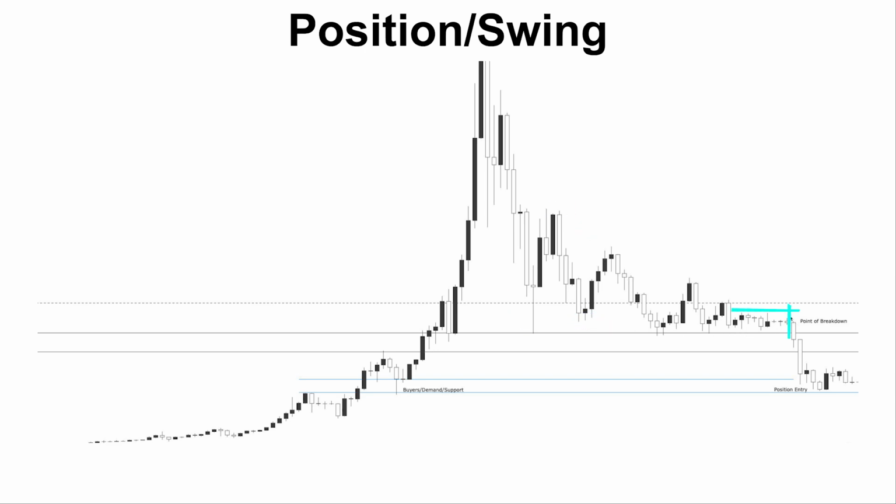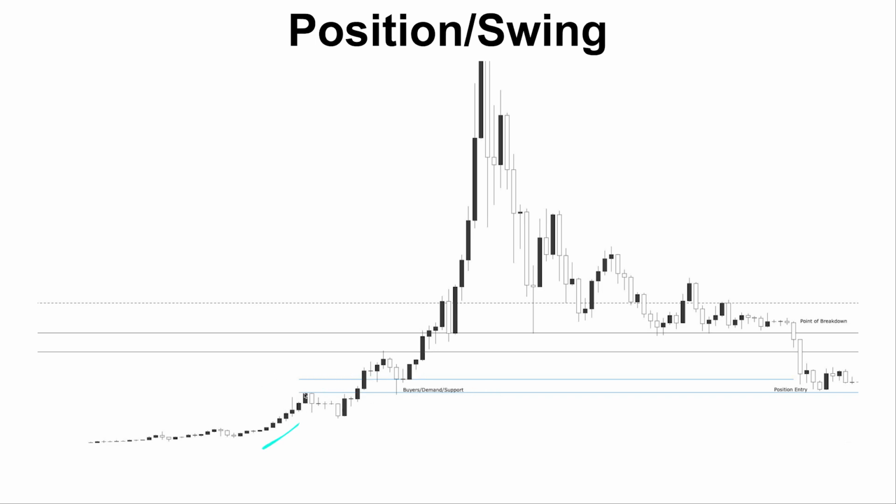We have identified a consolidation zone or a range right here where price is kind of trying to figure out what it wants to do. And we have a breakdown area. So we could consider this an SR breakdown. And we've come back to a key level as we have identified on our chart in this prior price action.